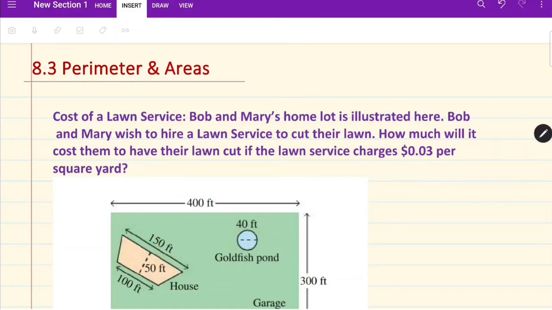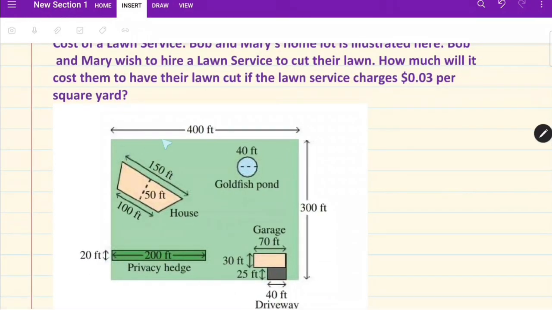All right, so over here we have a diagram of the property of Bob and Mary. It's a rectangular shaped property line, right? 400 feet by 300 feet, 400 feet wide and 300 feet in length. And within the property line, we have different structures.